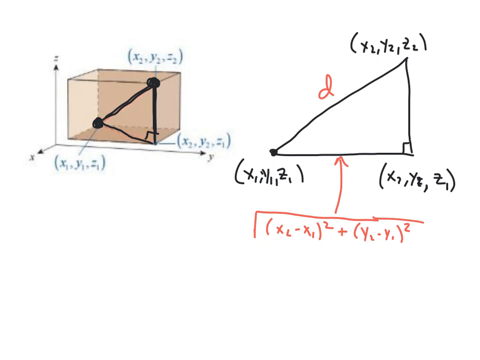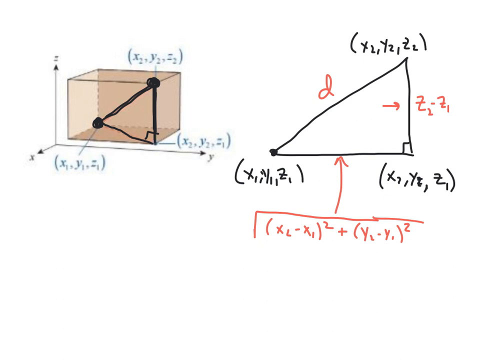Right? The other side, over here, this one, the x and the y coordinates are still the same. The only thing that's changing are the z coordinates. So this length would be z2 minus z1.